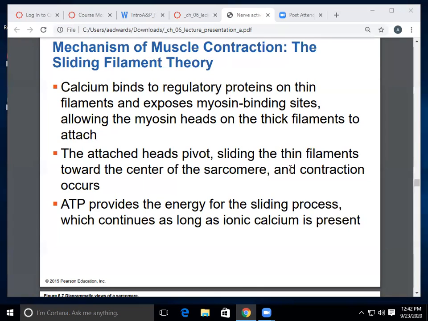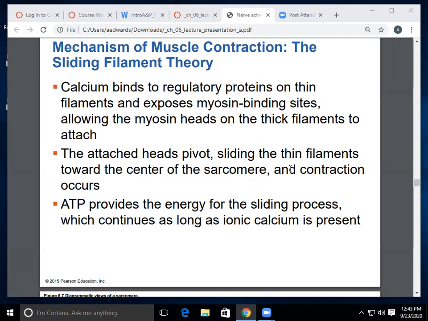All right, let's talk a little bit about sliding filament theory, okay? It has to do with how muscles contract. So if you remember last class, I believe we talked a little bit about actin and myosin, about the thin filaments and the thick filaments, right? So calcium will bind to proteins on the thin filaments, on the actin. It'll expose binding sites on myosin, okay? Because they kind of sit on top of one another. And so by binding to the actin, it moves the actin over so the myosin's free. It allows those myosin heads on those thick filaments to attach.